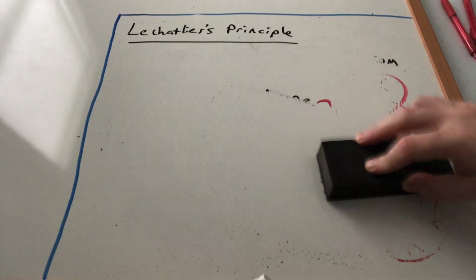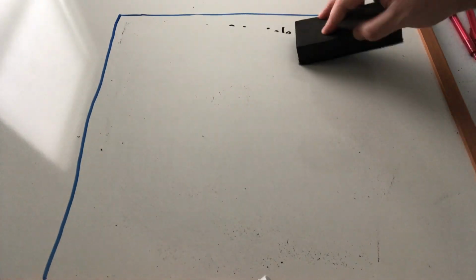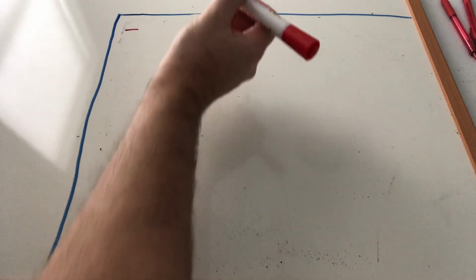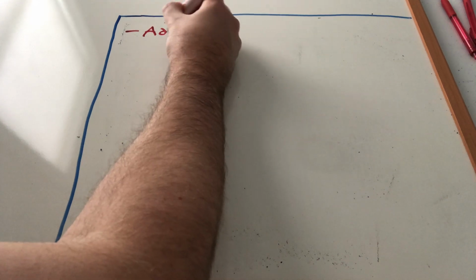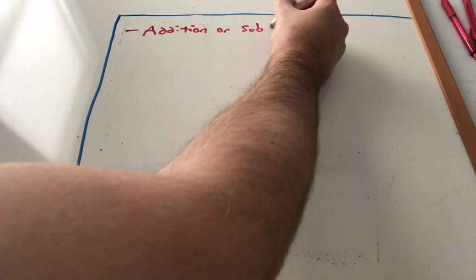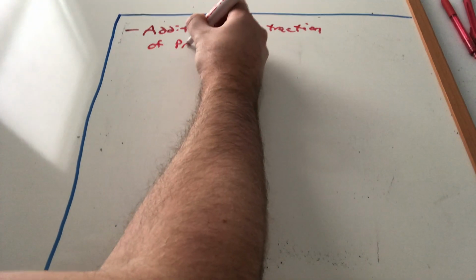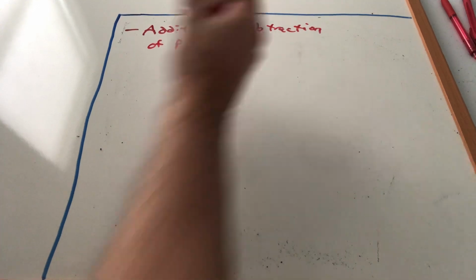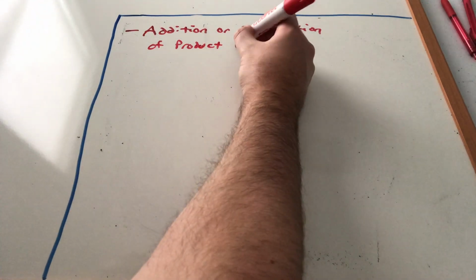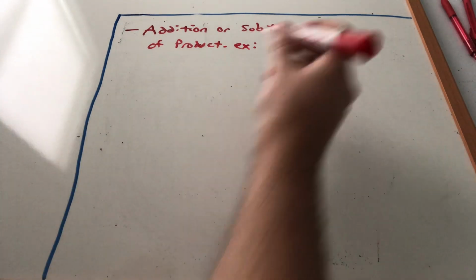So the first thing we're going to talk about is simple addition and subtraction of reactants or products. So let's take, for example, the addition or subtraction of product. Now we're going to look at just a really simple example reaction to see what happens, but then it's going to apply for our more complicated situations.